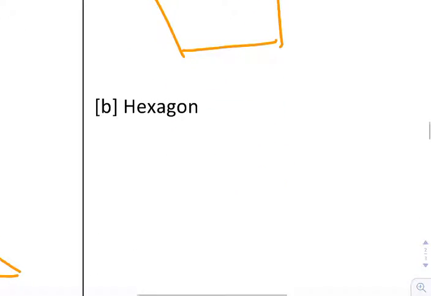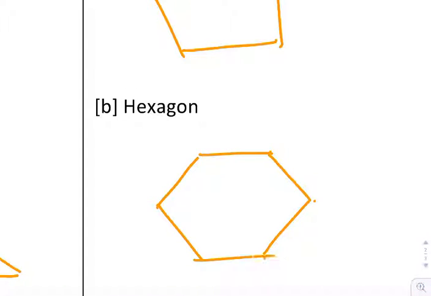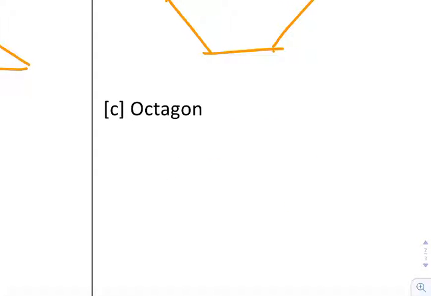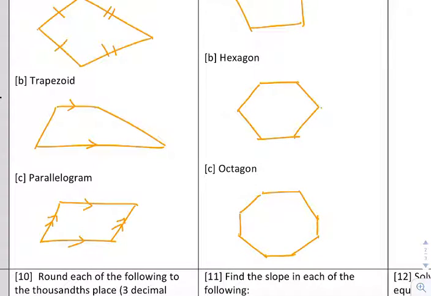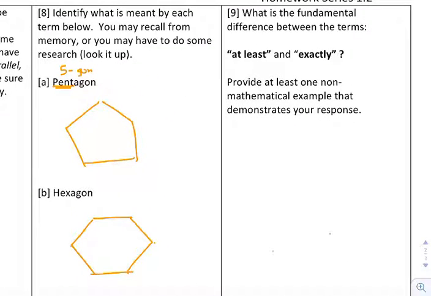There's a pentagon. Hex means 6, and so this would be a 6-sided polygon. So draw one that has 6 sides. Octagon: 1, 2, 3, 4, 5, 6, 7, 8. Not a great picture. We're just talking about something that has 8 sides.